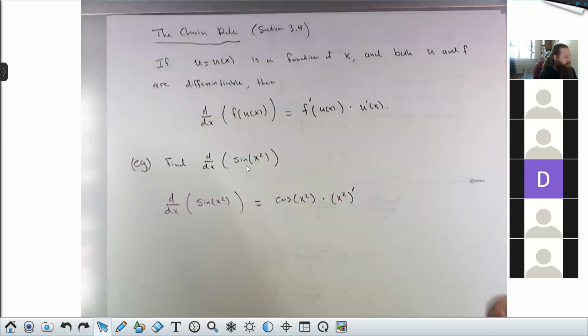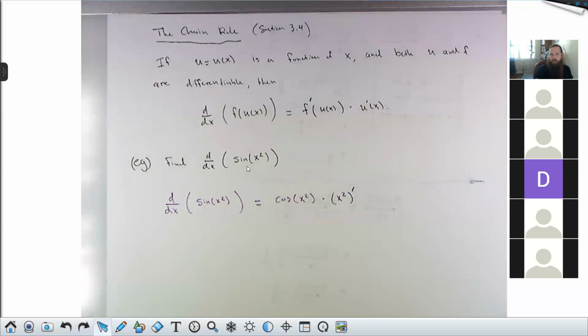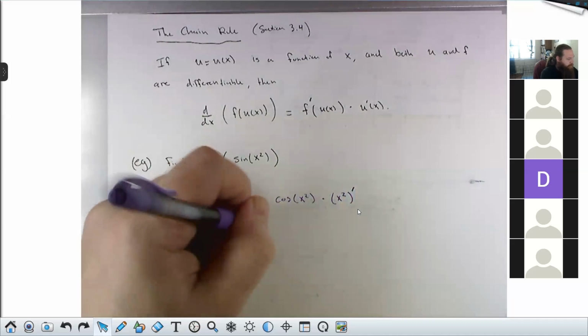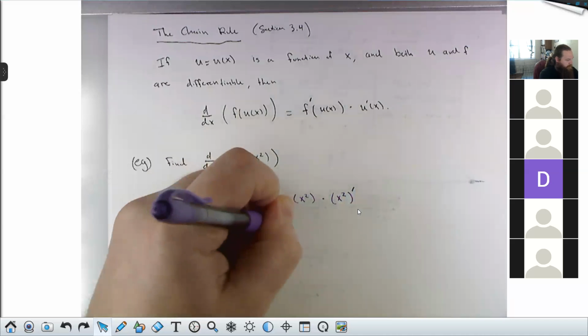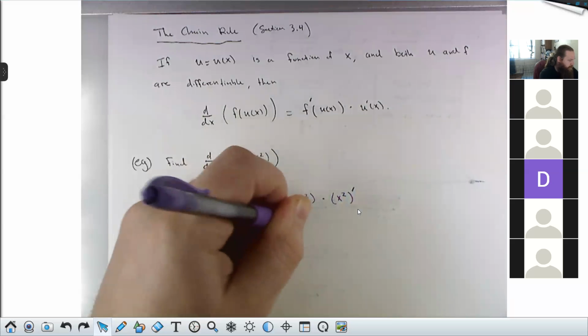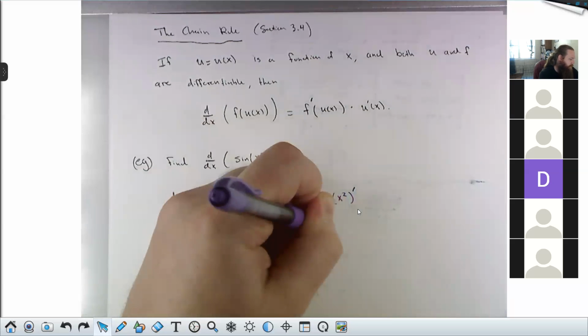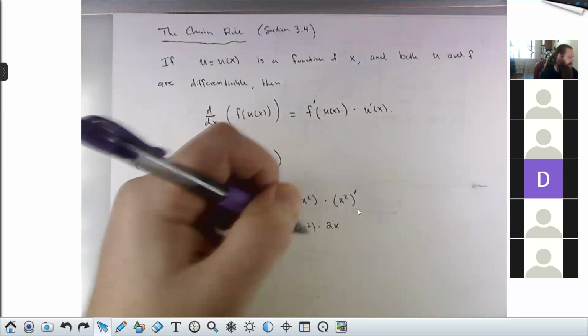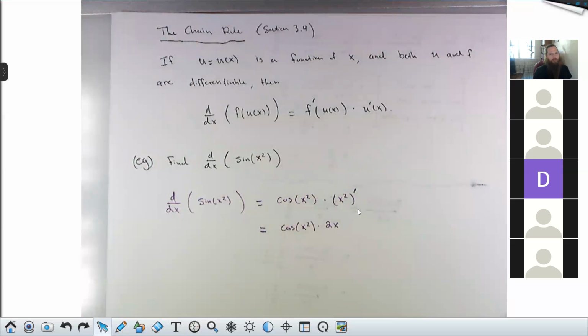And I like to write these out schematically, right? Kind of one step at a time. So I differentiated the outer, leaving the inner alone, and then I multiply by the derivative of the inner. And then we can calculate. And so this is cosine of x squared times 2x. Not too bad, right? Let's try another.